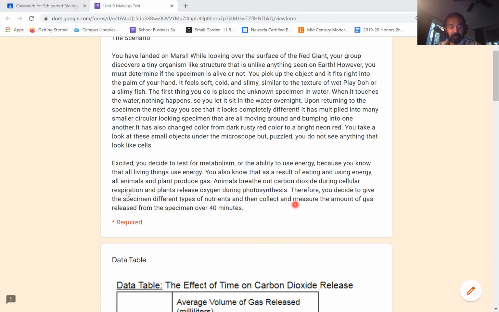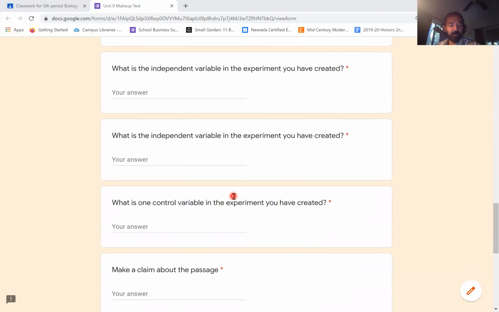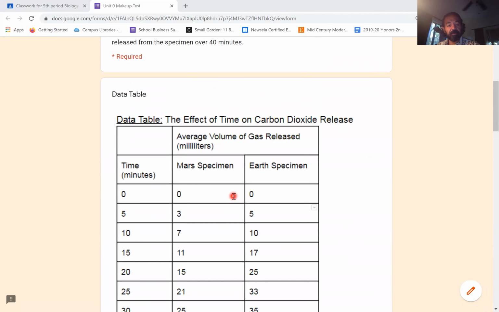What did you do? You decided to give the specimen different types of nutrients, right? So that's your independent variable. Different types, you're changing the types of nutrients. So that is the independent variable, right? What is the dependent variable? Again, what are you recording?